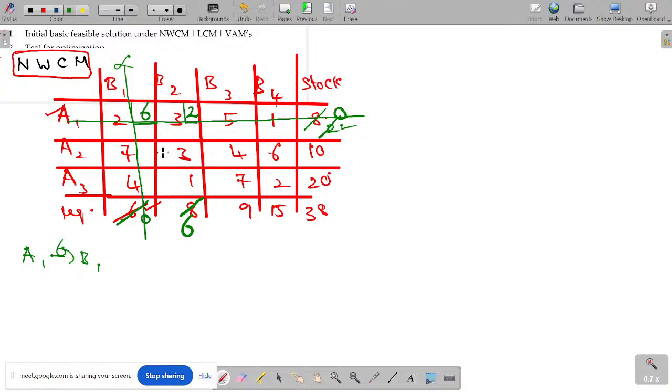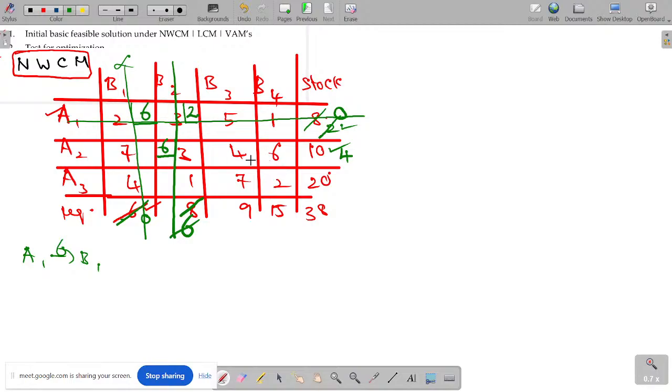Now go for the next top left corner. So I'm drawing a box over here. This is my next top left corner. Totally 6 units are required, but there are 10 units we have, so no issues. You can completely allocate these 6 units over here, and the remaining 4 units will be available in A2. Now let me strike off B2.